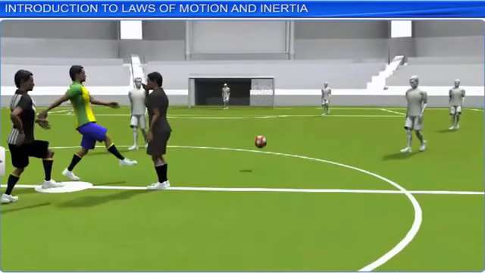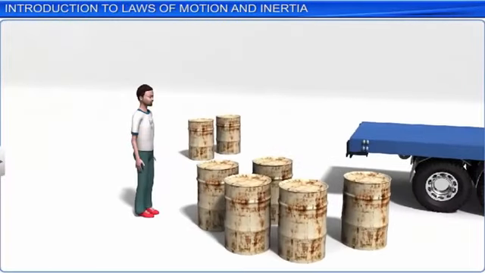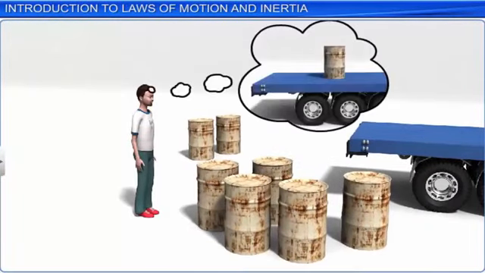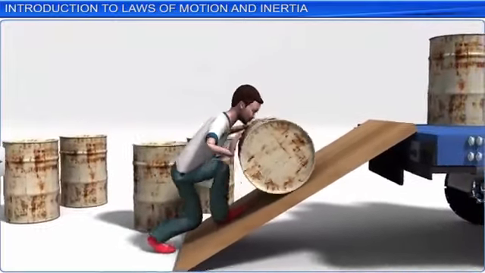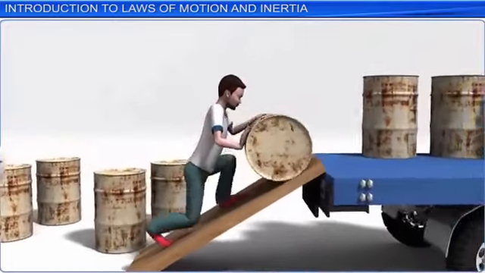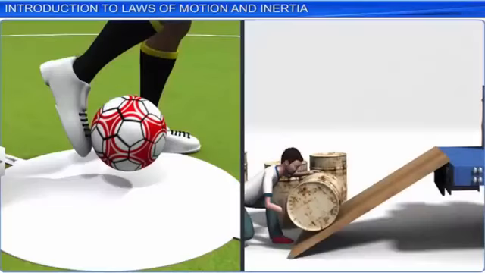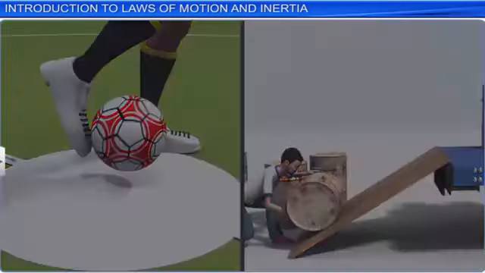The football would not move until a player kicks it. If you want to load a barrel onto a truck, will it go up just by itself because you want it to? No. You have to either lift it or roll it onto the truck. In each of these cases, the body was at rest until an external force was applied to move it.